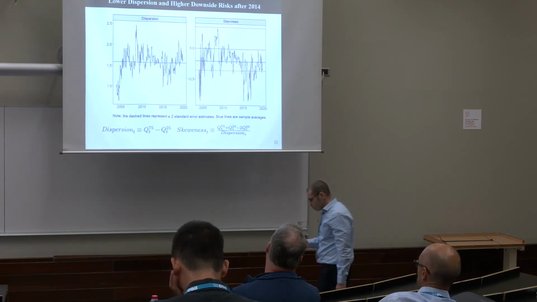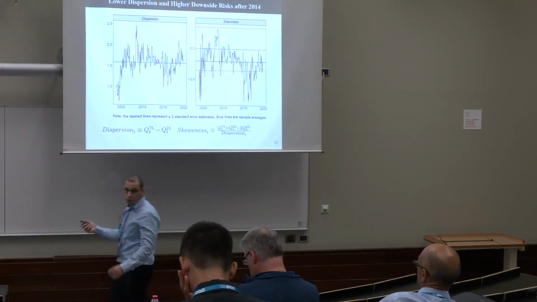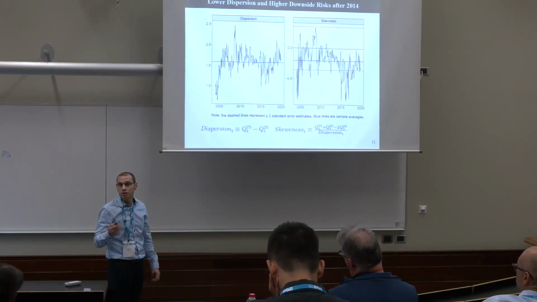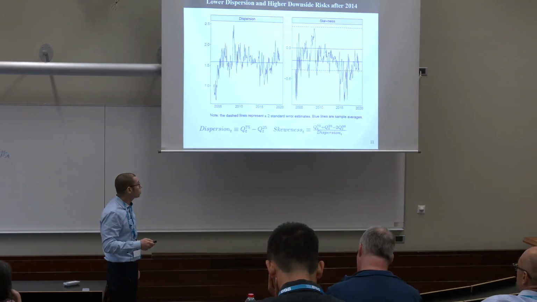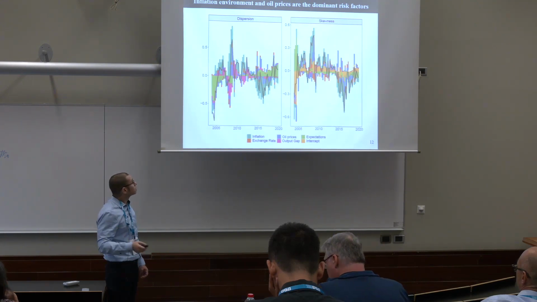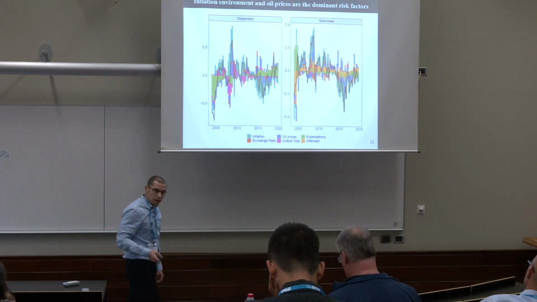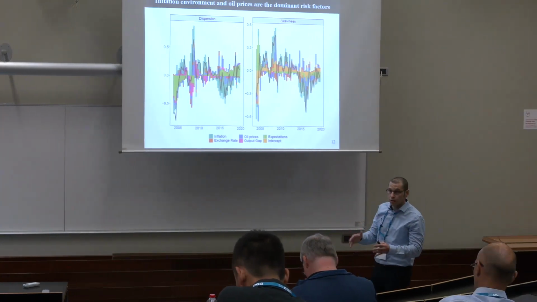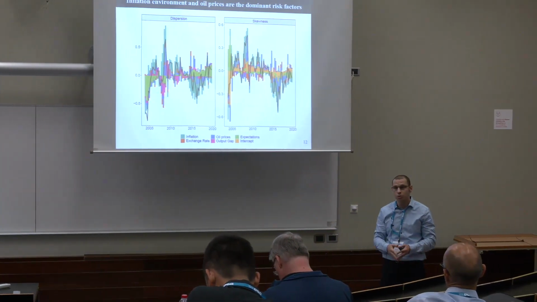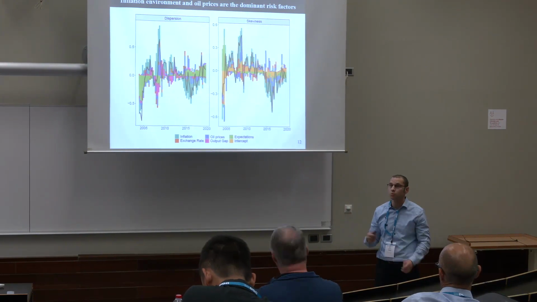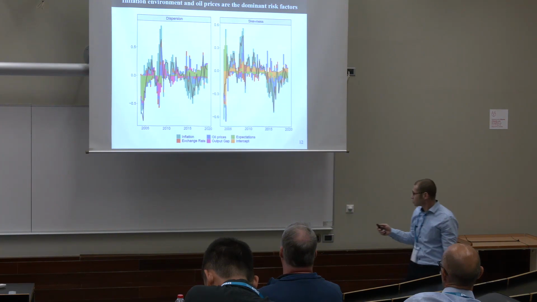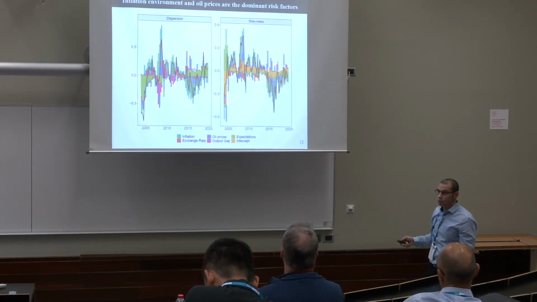So next, what we attempt to do is to decompose those changes according to our explanatory factors and to see what are the factors that are associated with those changes. When we do that, you can see that the dominant colors are dark and light green. Those stand for realized inflation and inflation expectation. So it seems that inflation environment is an important factor. You can also see shades of purple, especially after 2014, and that stands for oil prices.